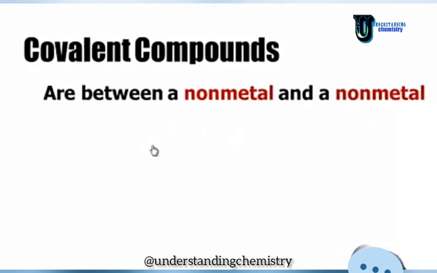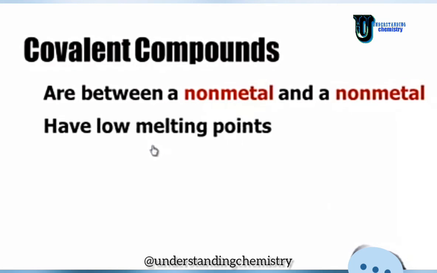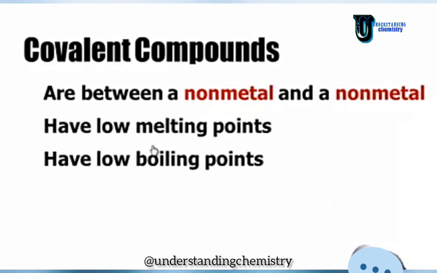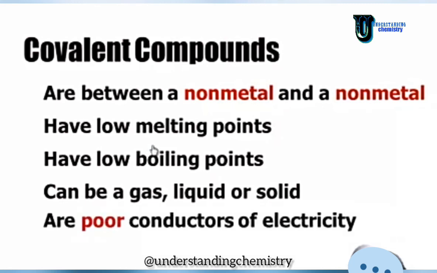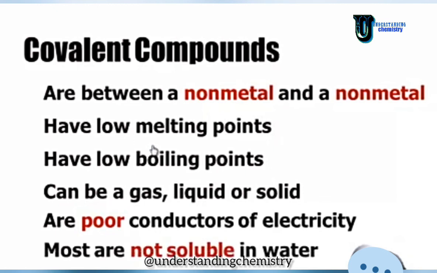Covalent compounds are between a nonmetal and a nonmetal, have low melting points, have high boiling points, can be gas, liquid, or solid, depending on what's bonding and how strong that attraction is going to be, are poor conductors of electricity, and as a whole, most are not soluble in water. Even though some covalent compounds are soluble in water, water is very polar. Remember, water is the universal solvent, and because water is polar, which we'll be talking about in a later lesson, it can dissolve more things than any other substance. But still, we consider most covalent compounds to be not soluble, especially your organic covalent compounds.